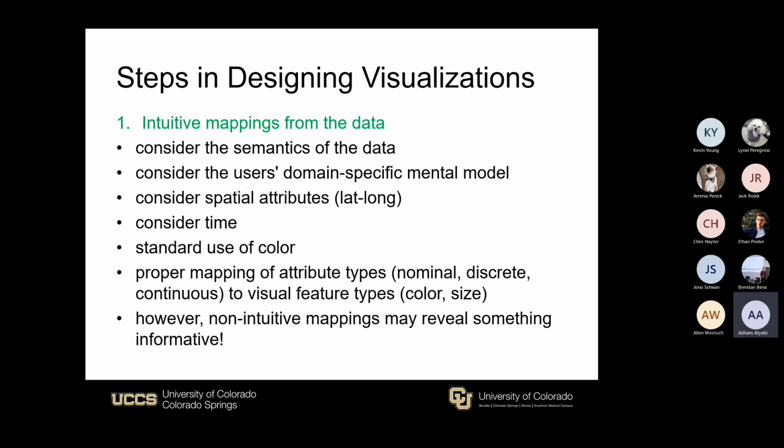The next one is proper mapping of attribute types to visual feature types. The attribute types are going to be nominal, discrete, continuous, and visual types are going to be color and size. And also remember that non-intuitive mappings may reveal something informative. So sometimes you have to try it. Make sense? Yes? No?